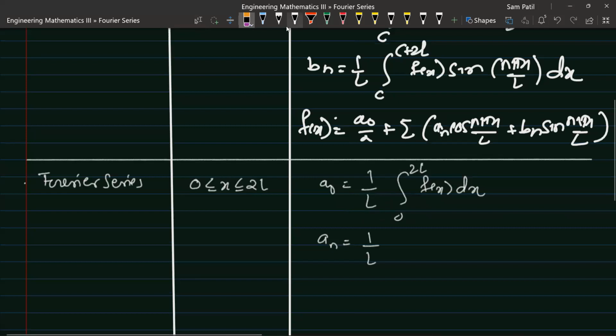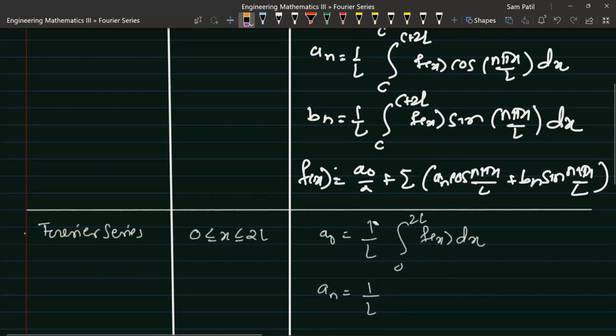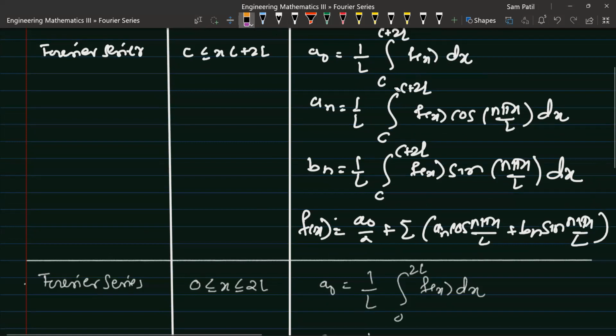Here it should be 12. Yes sir. No, don't think about that. What we have done is we have just taken C equal to 0. Here we have taken 0. C is equal to 0. If I take C equal to 0, what do I get? 0 less than x less than or equal to 0 plus 12, and 0 plus 12 is nothing but 12 only. Am I right? Yes sir.